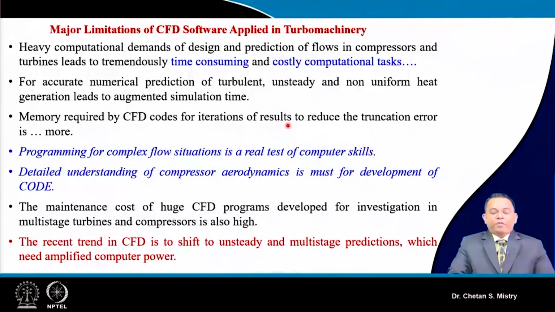Now, the memory required for the CFD code for the iterations can be reduced with the truncation error, which will be increasing. Suppose we are looking for more accurate readings, then my time requirement will be huge, and my error in simulation will also be higher. Programming of complex flow is a really very challenging task. Until and unless we have a detailed understanding of aerodynamics, it is very challenging to develop the code, because this requires a whole lot of understanding.